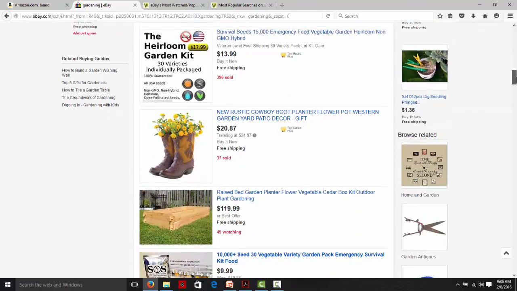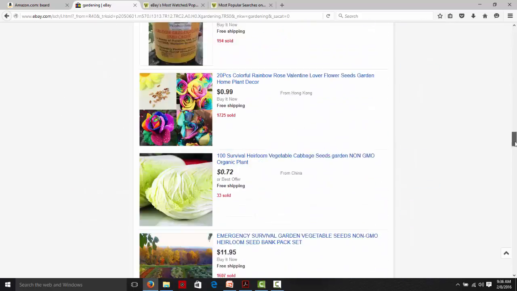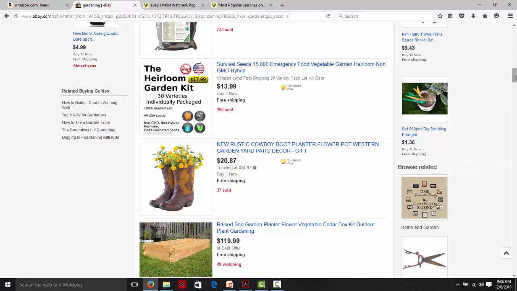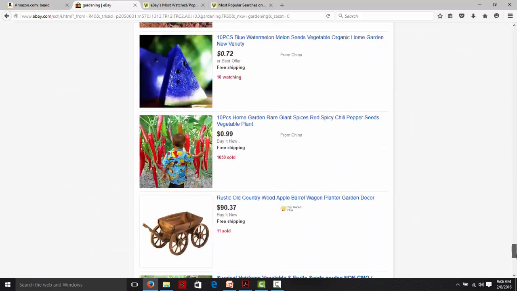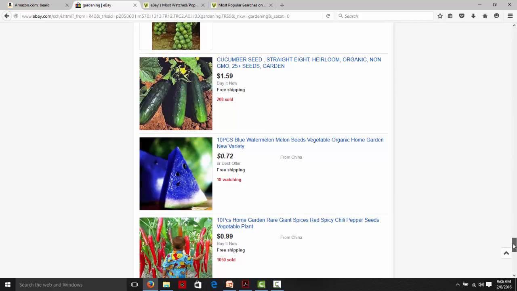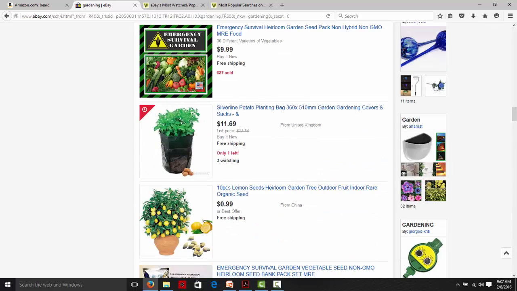For example, we saw greenhouse related products on Amazon, but here a ton of different products come up. For example, as you can see right here, okay, these are not exactly the products we're looking for, but you can find, for example, one product that I found in the past. One problem solving product is emergency survival vegetable garden seeds. Let me see if I can find it.